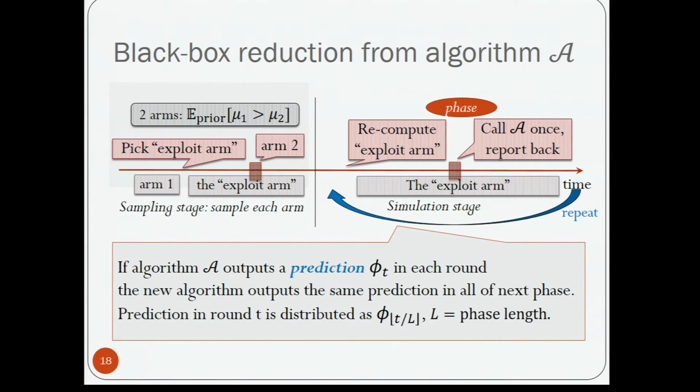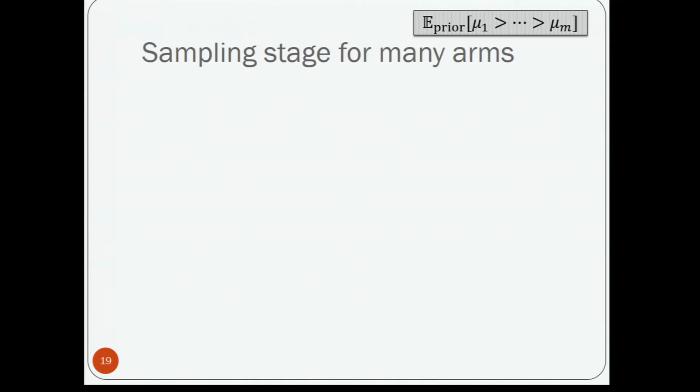Likewise, if the original algorithm outputs a prediction in each round, then this new algorithm just outputs the same prediction in all rounds of the next phase, and that's it. And trivially, the distribution of the prediction in each round T is distributed exactly as the prediction of the original algorithm. So it just means that the learning is slowed down by a constant factor. Okay, there are a bunch of more technicalities to extend it to k-arms, but I'm going to skip them in the interest of time because I want to mention a few other things.